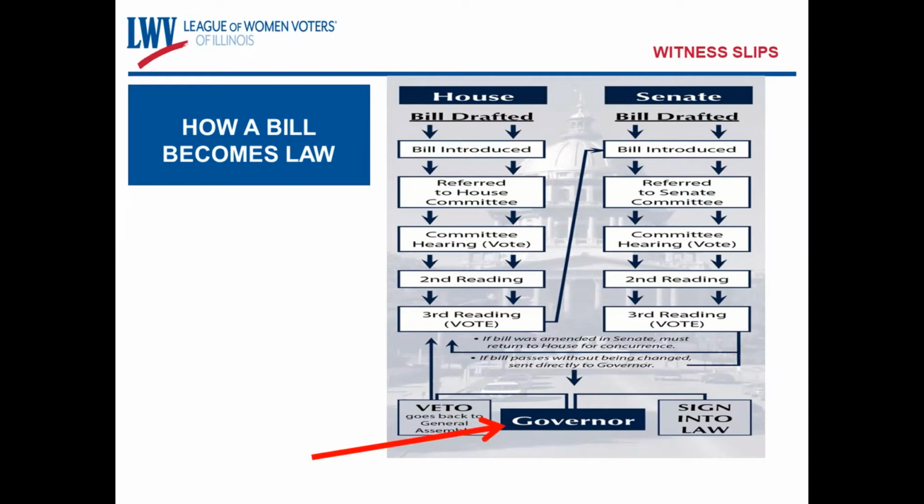If the governor signs a bill or takes no action on it within a period of time, the bill becomes a law. If the governor rejects a bill with a total veto or alters it with an amendatory veto, it goes back to the legislature.